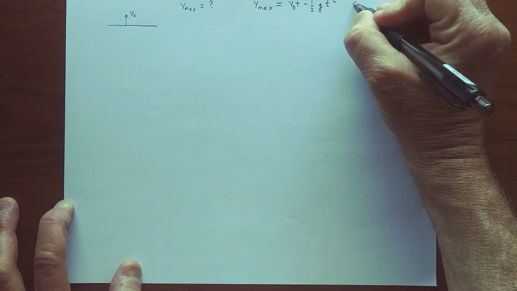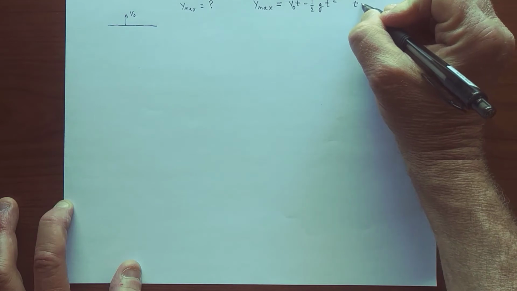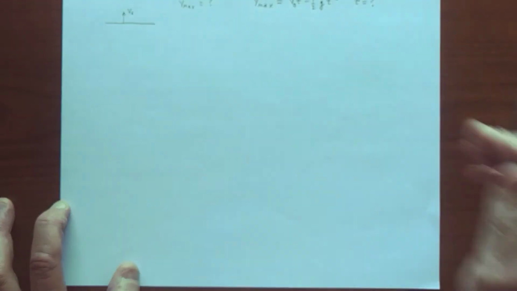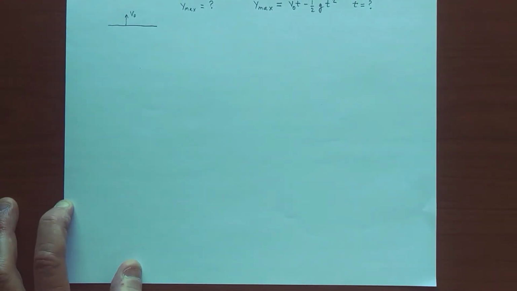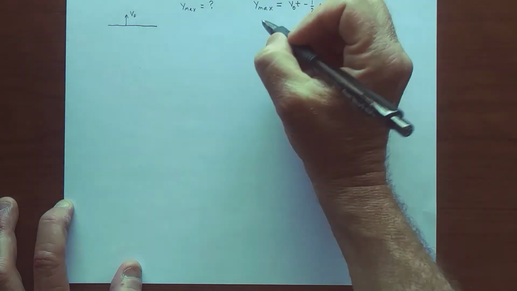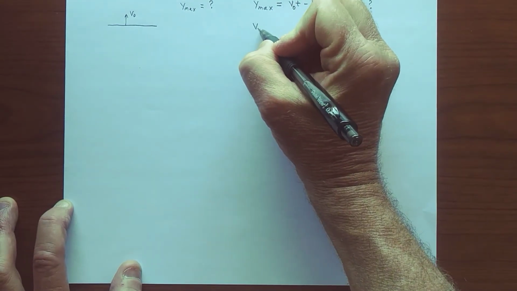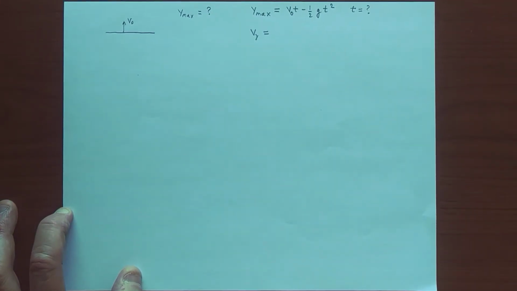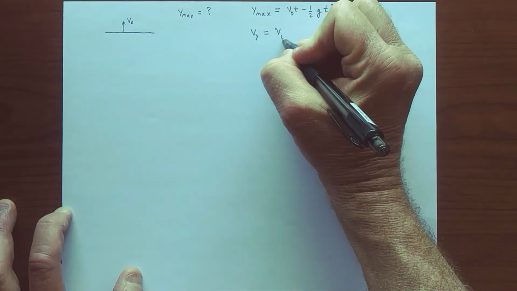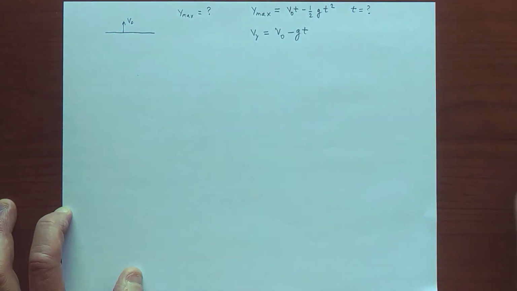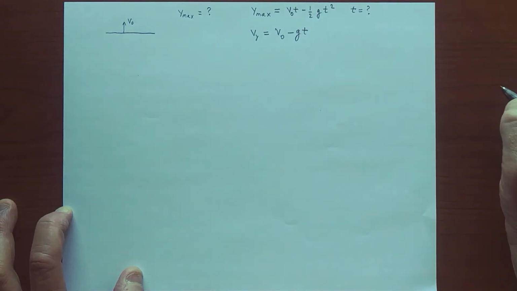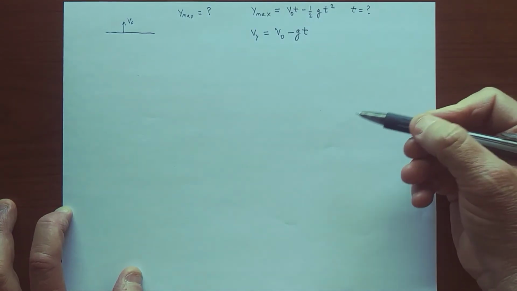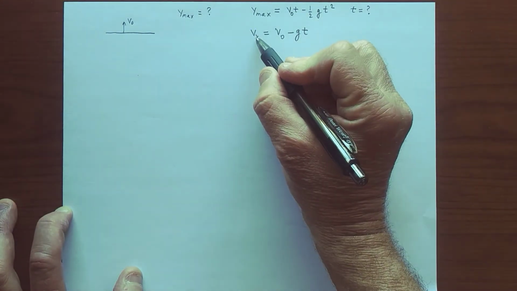And so we see that in order to get this y max, we need to know what t is. In other words, what is the t when the object reaches its maximum height? And so that forces us to go to the next kinematic equation, which says that the y component of the velocity is the initial v naught minus g times t. And so we want the specific time when the object reaches its maximum height, which means that we have to think dynamically. It reaches its maximum height when this quantity is 0.